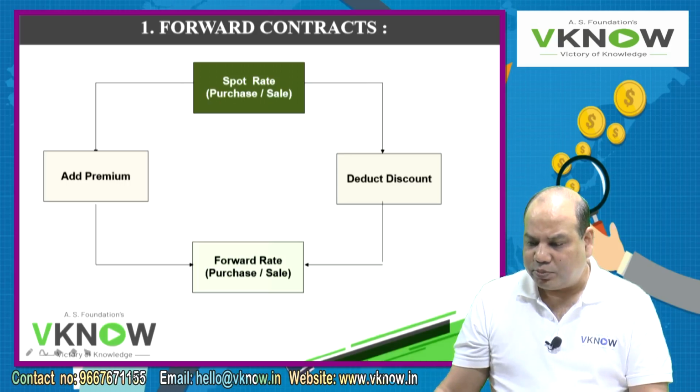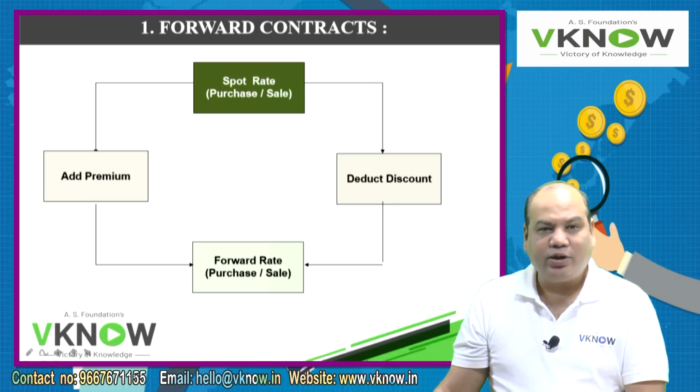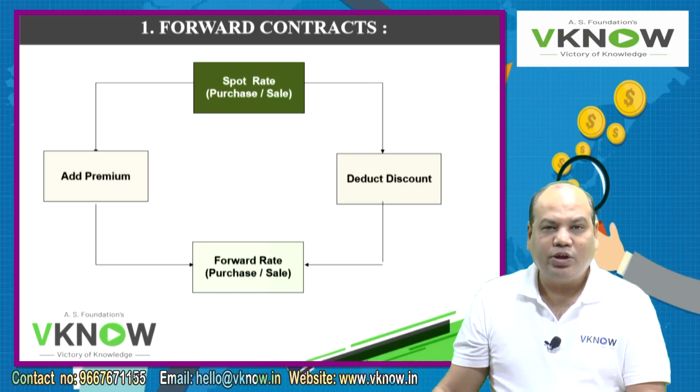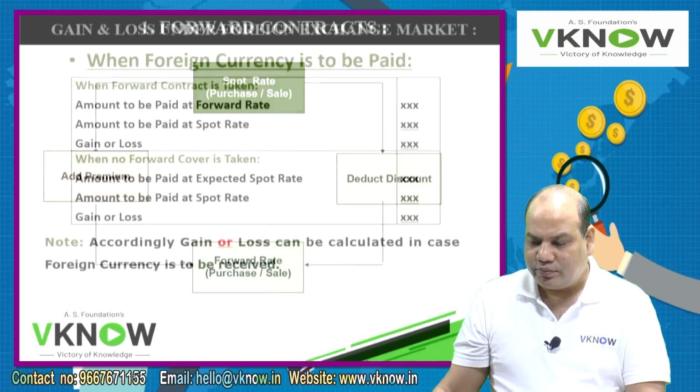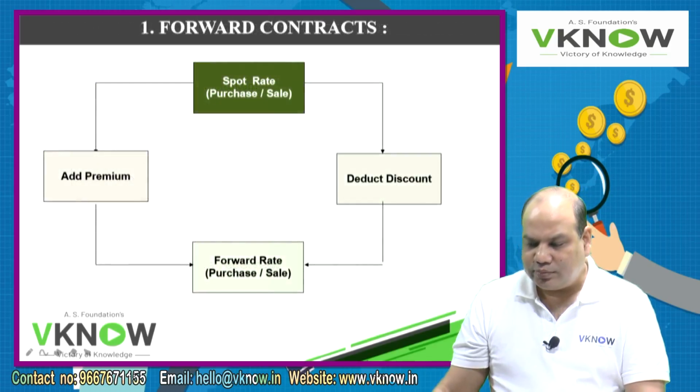Suppose you are given the spot rate and you are given forward margins or swap points which are in descending order. That means the forward is at a discount. Deduct the discount from the spot rate, then you will get the forward rate. So I request all of you to please draw this diagram.